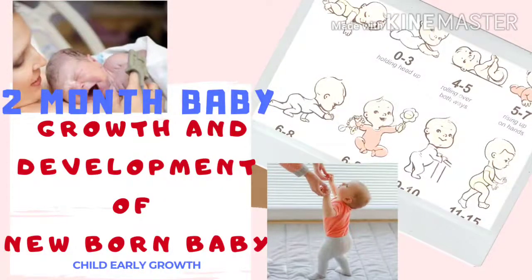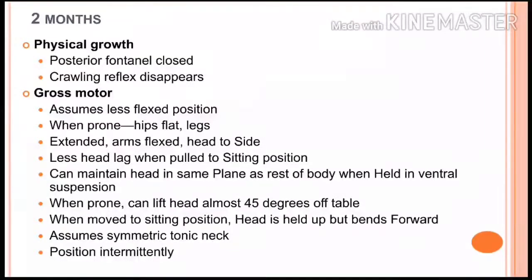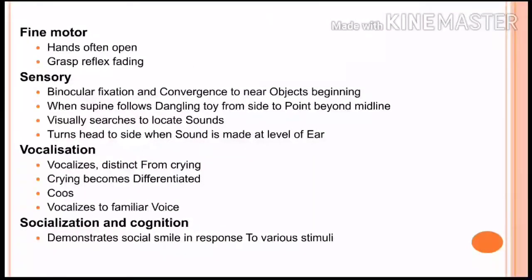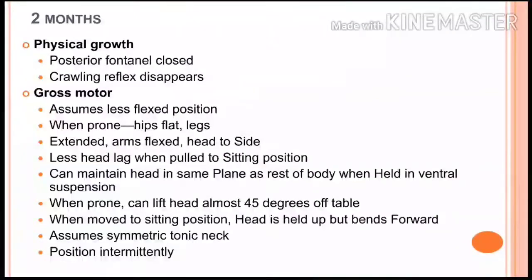So starting off with today's video, that is the growth and development of a 2-month-old child. As you have already seen in the previous videos, when we covered the growth and development of a 1-month-old child, we covered it under the following headings: physical growth, gross motor, fine motor, sensory, vocalization and socialization, and cognition. I am covering these under specific headings so that it will be easy for you to remember whenever you get a question on this topic.